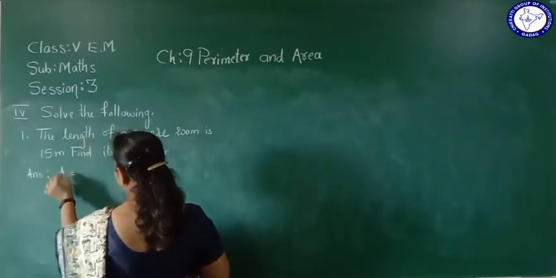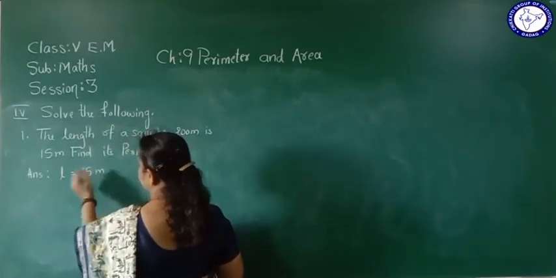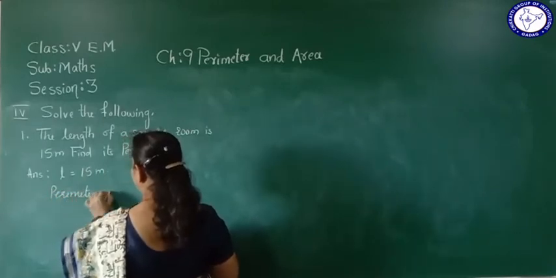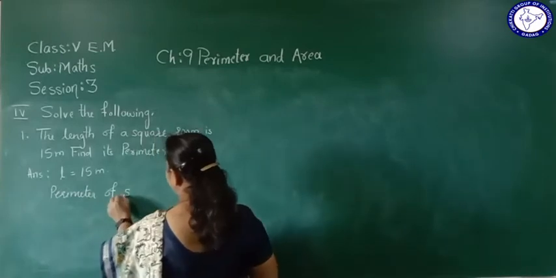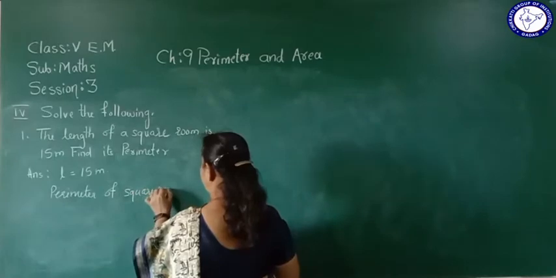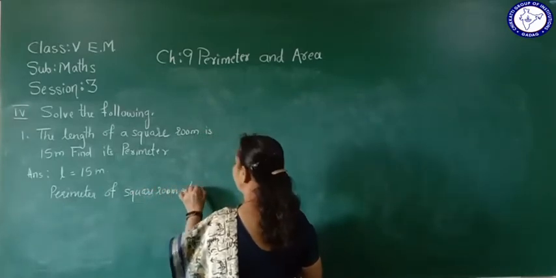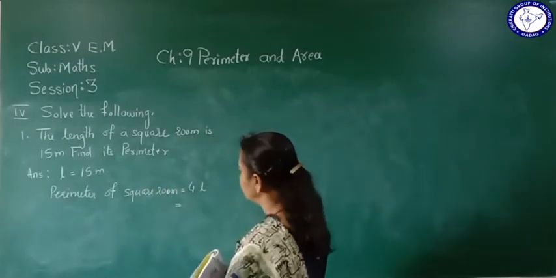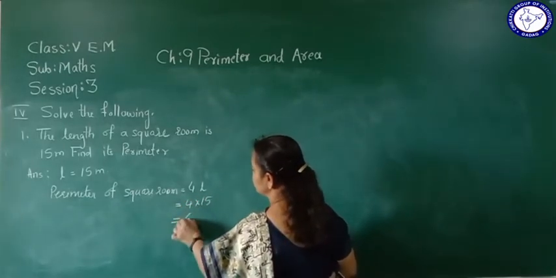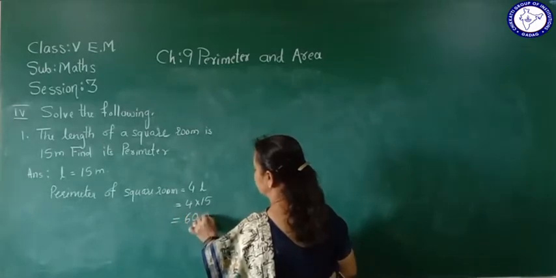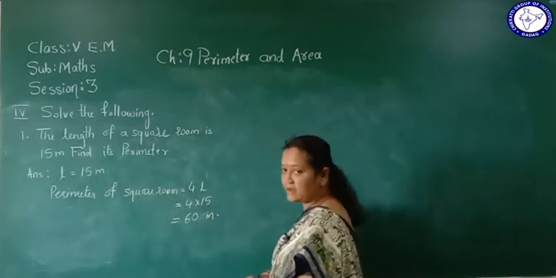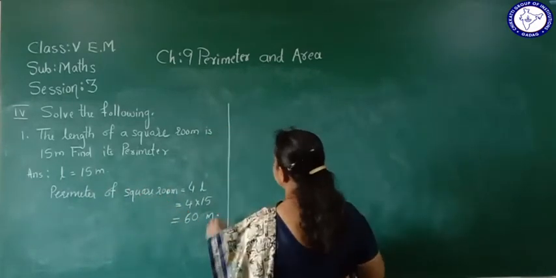What is L? L is 15 meter. Then perimeter of square room is equals to 4L or 4 into side. So this is 4 into 15. 15 4s are 60 meters. Here unit is meter, 15 meter. Then in answer you should write 60 meter. Second question.